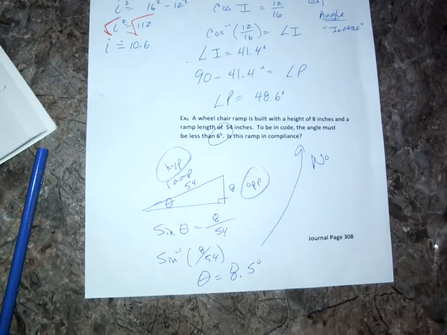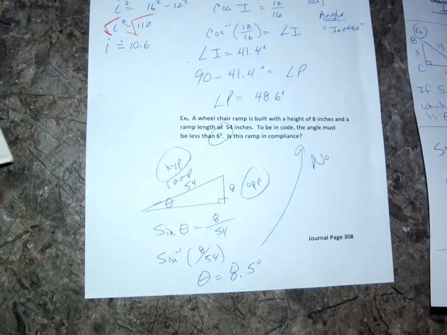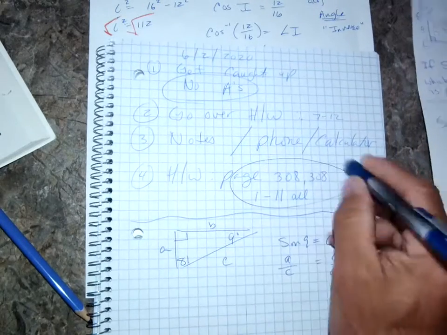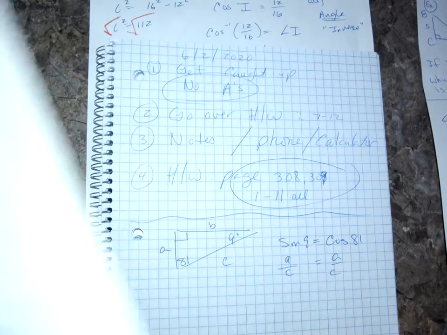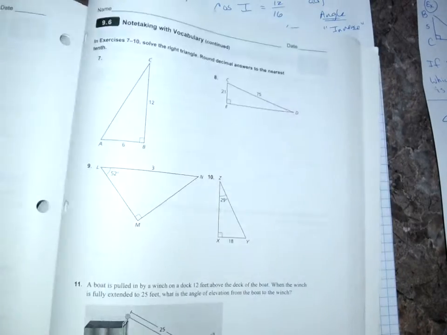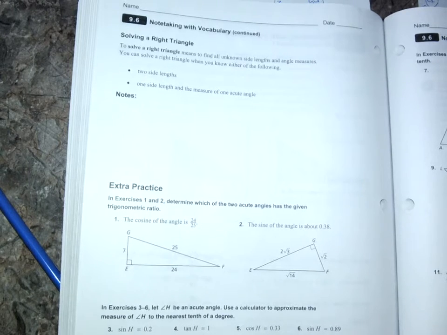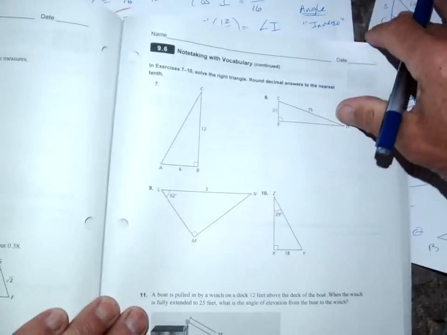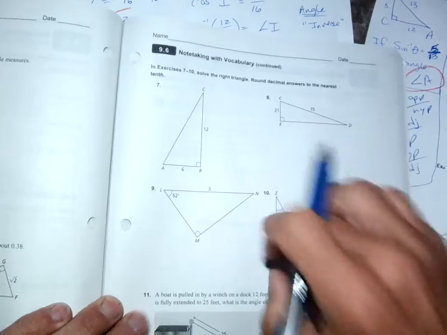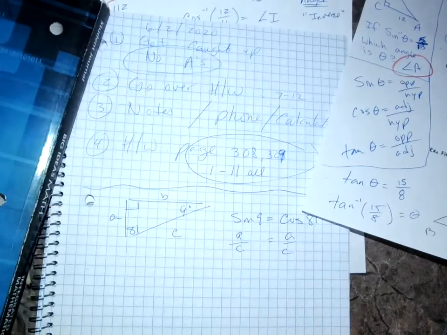Okay, now, finally, homework, and it's not too bad today. I'm going to have you do pages 308 and 309, 1 to 11 all. On 1 and 2, you just have to figure out which angle they're talking about. 3, 4, 5, and 6, just use a calculator. Type in sine inverse of 0.2, and you get an angle. 7 and 8, you have to solve the triangle. That means everything: you have to find all 3 missing sides. And 11 is a story problem. So get this done, and I'll talk to you tomorrow.